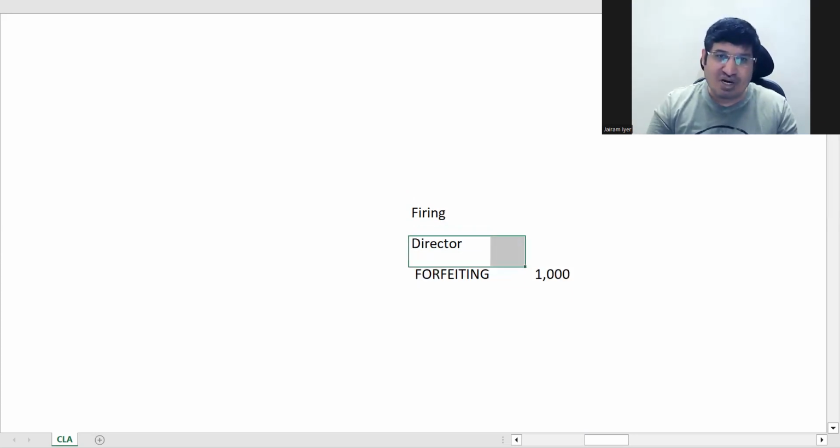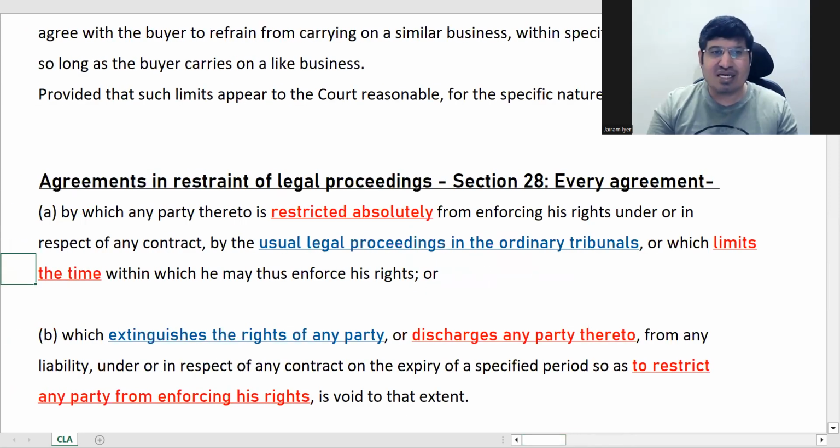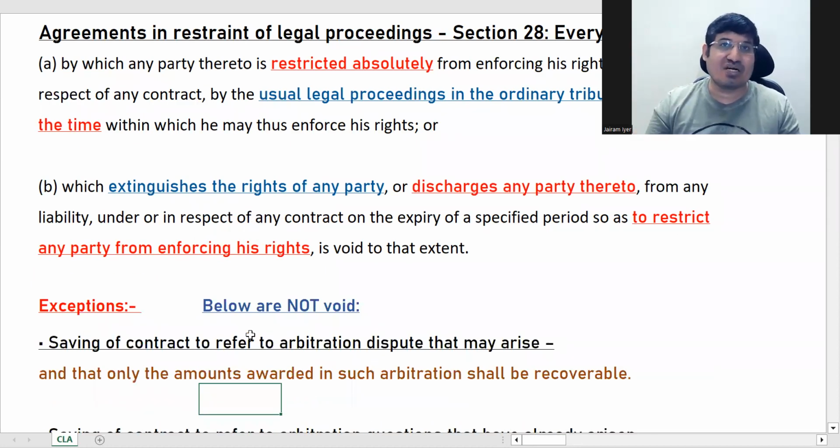So actually speaking, here you have given him his money, right? Why are you forfeiting the shares? For no reason, so that he should not be able to take any proceedings against you. If that is the intention behind it, then it will be treated as an agreement in restraint of legal proceedings. So there are two things here in restraint of legal proceeding. One is absolute restriction. Secondly, you are extinguishing his rights, which is causing restraint of legal proceeding.